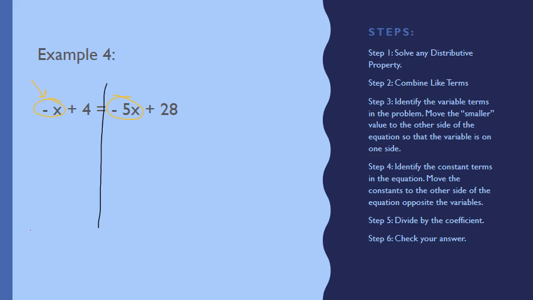Is it worse to lose 1 of something, because negative x is negative 1x, or is it worse to lose 5 of something? Is it worse to owe 1 of something or worse to owe 5 of something? It's worse to owe 5 of something, so we're going to get rid of this negative 5x by adding 5x, because a negative 5 and a positive 5 cancel. Whatever I do on one side, I'm going to have to do on both.